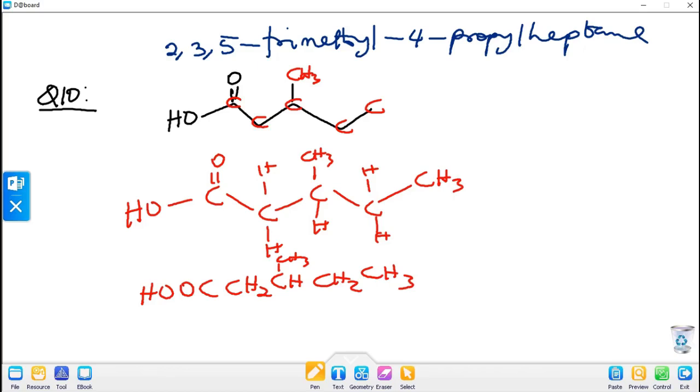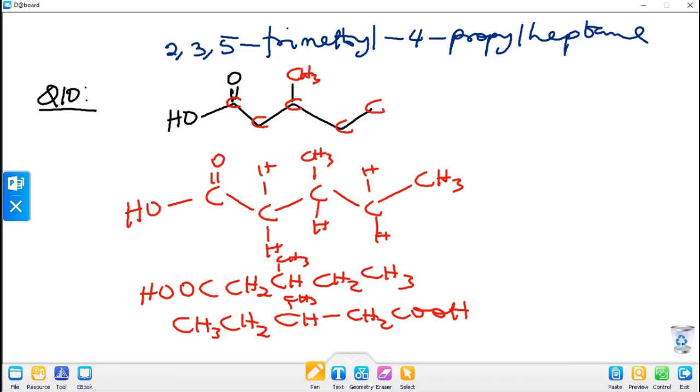You see, if you wish, you may turn it around. CH3, CH2, CH with CH3 above, and then CH2, and lastly CH, COOH. So this is the compound. It's as simple as that. So we have just only brought it out.